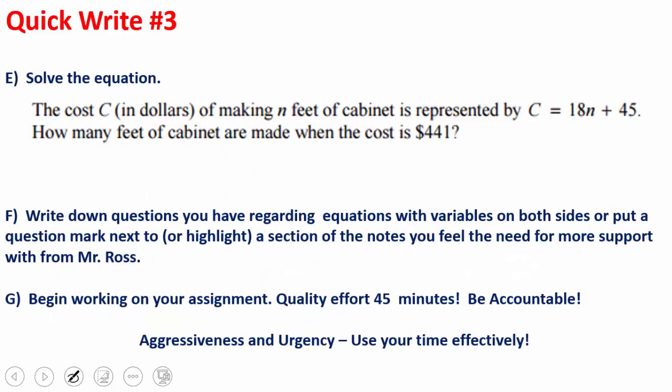We're done. I gave you a problem. I gave you some stuff. You're going to have to pause and write it down, or as you're writing it, please make sure you come to class with questions on this one. I know you will. All right, begin working on your assignment with what little time you have left. Again, don't work more than 45 minutes.